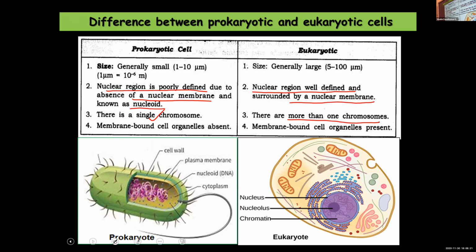Point number 4, cell organelles, which we already learned. These are the minute structures present in the cell, scattered in the cytoplasm. They have a membrane covering; the cell organelles are also generally bound by a membrane. But in prokaryotic cells, such membrane covered cell organelles are absent, whereas they are present in eukaryotic cells. See here, you can find the nucleus is covered by a membrane. Here the nuclear membrane is not present. And here so many cell organelles you can find, but those are absent in prokaryotic cells. So these are the 4 differences.